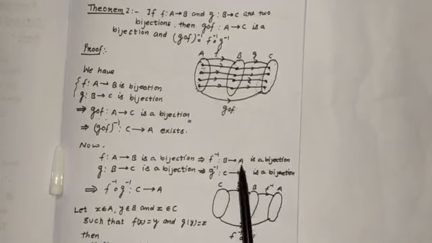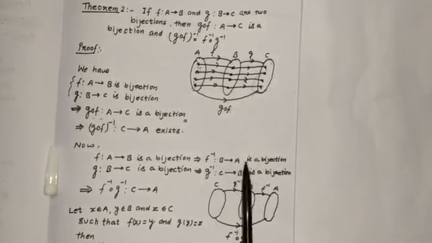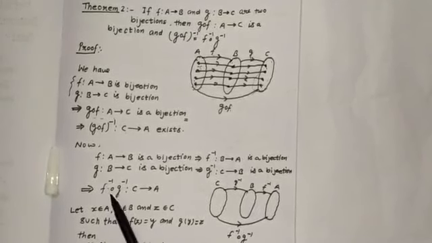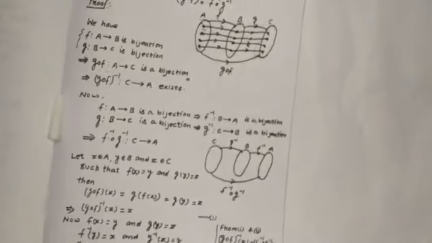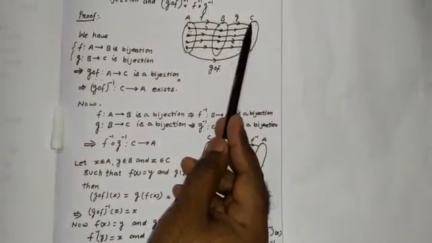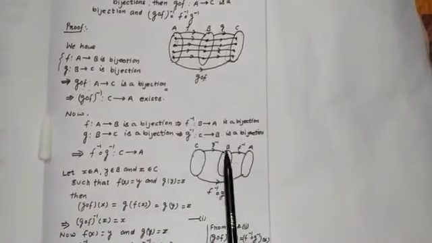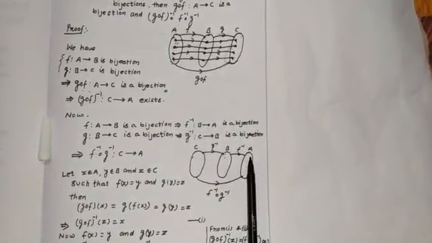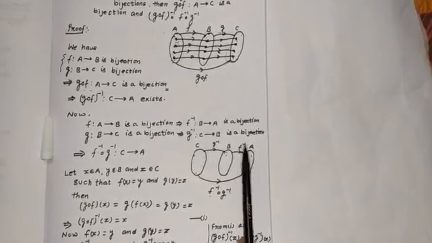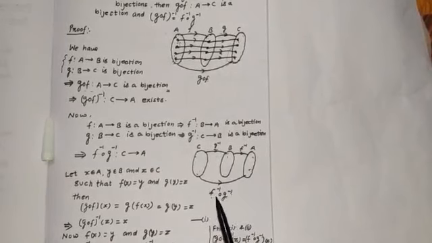Again, apply the theorem on the property of the composition of two functions. f inverse and g inverse are both bijective functions, so their composition is also bijective: f inverse of g inverse. See carefully, g is the function which maps from B to C, its inverse maps from C to B, and f inverse maps from B to A. So the composition from C to A will be f inverse of g inverse, because of this function f inverse and this function g inverse.